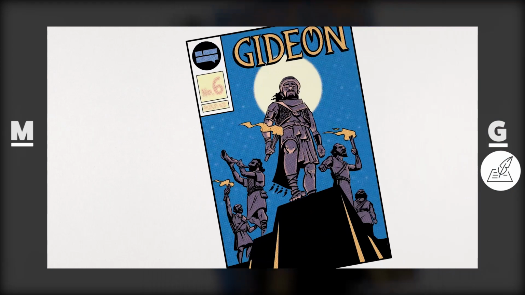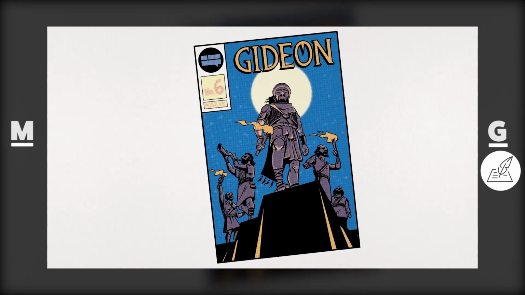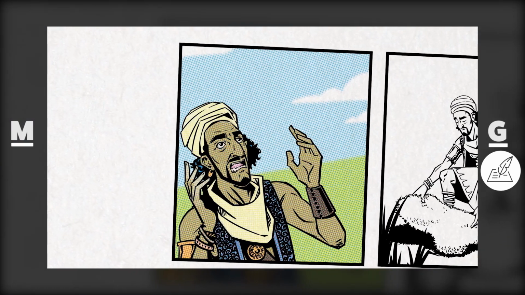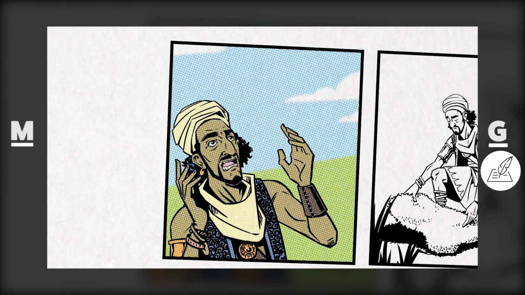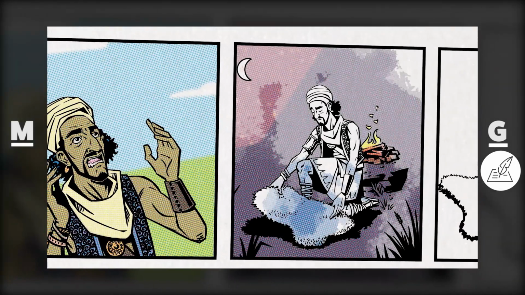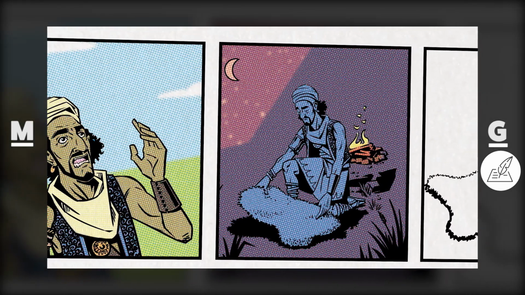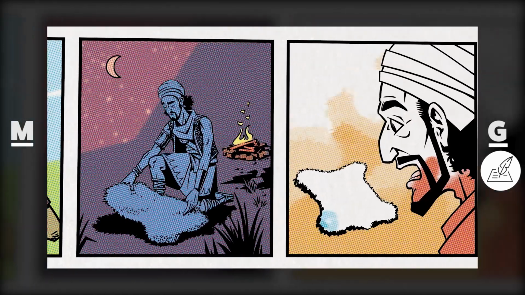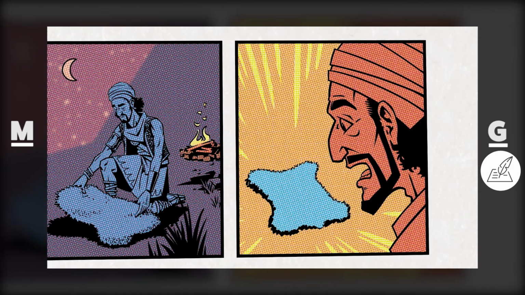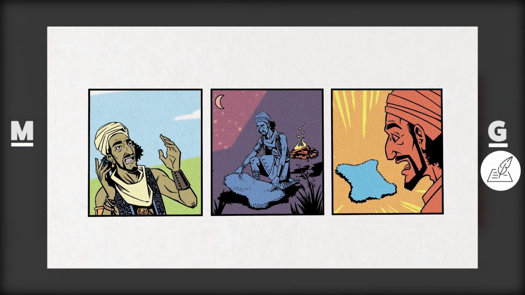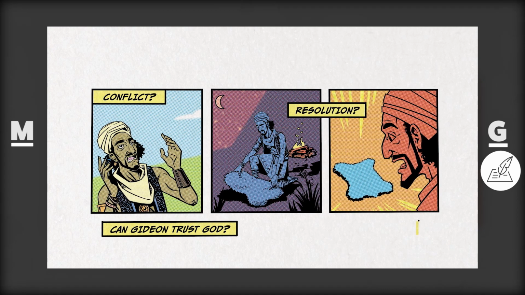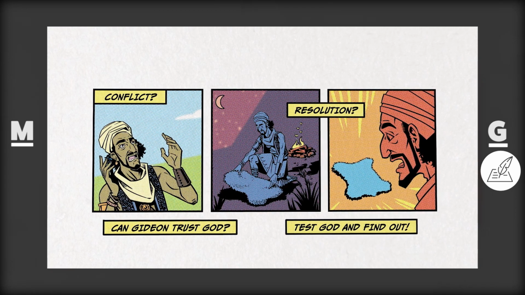Really? Yeah, take for example the story about Gideon. There's this well-known scene where Gideon's trying to discern whether God will help him win a battle, and he requests a sign from God. Yeah, Gideon lays a wool fleece on the ground and asks that in the morning the fleece be wet with dew, but the ground totally dry, and God does it. Now, if you look at this scene just by itself, what is the conflict? How can Gideon know if he'll succeed? And the resolution? Test God, ask for a sign, and find out.